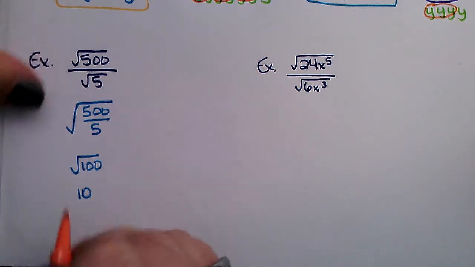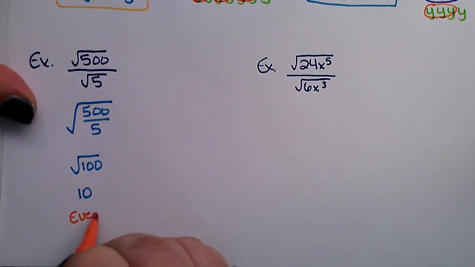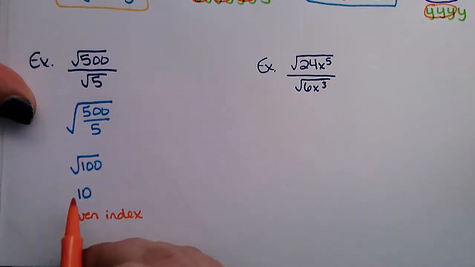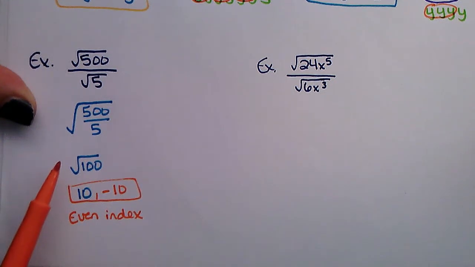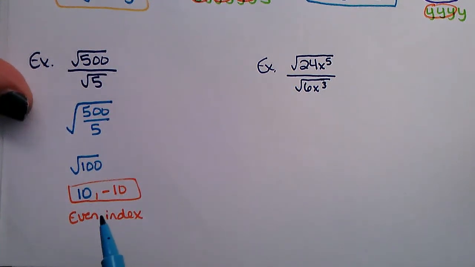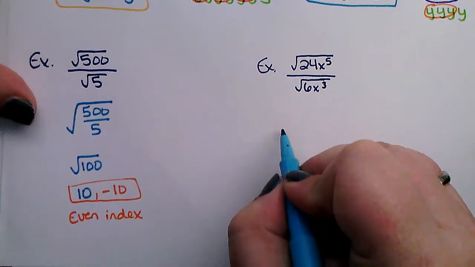But if you remember from yesterday, we talked about if your index is even, you have to have 2 answers. So the 10, you also have to have negative 10. Because of that even index, there's a 2 in there, even though it's not written. Okay, next one. Oh, yeah, that one's done. Then that's finished. The next one, same thing.